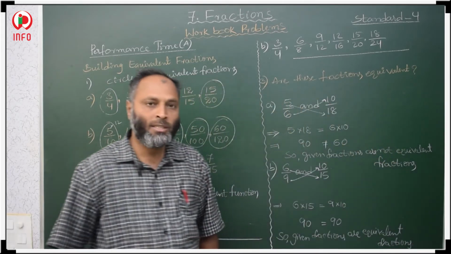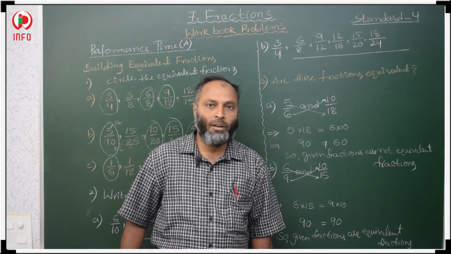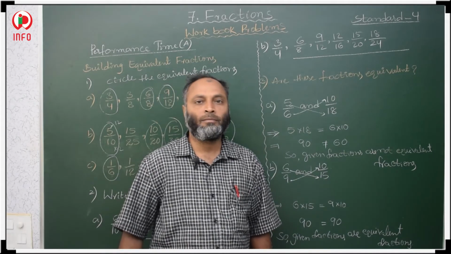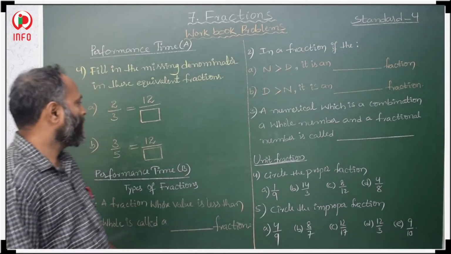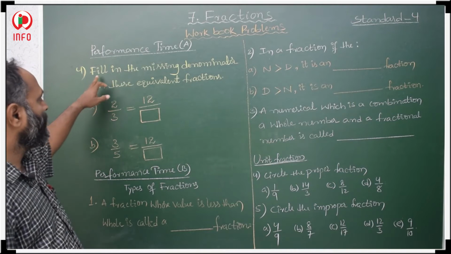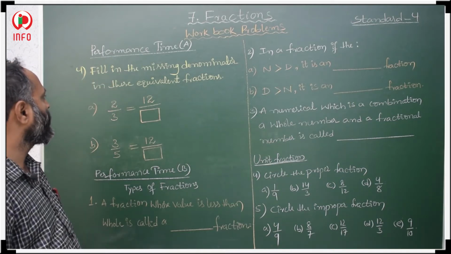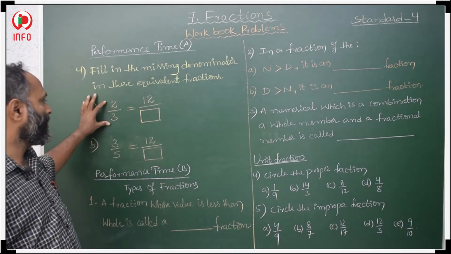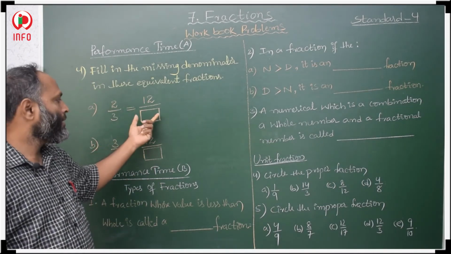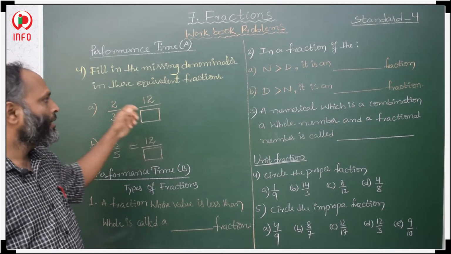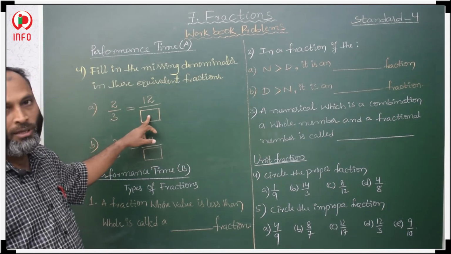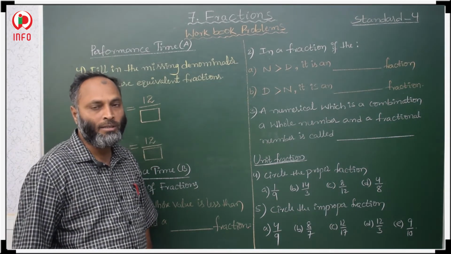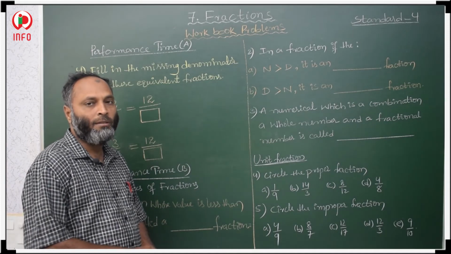Okay. So, this is the method to check whether given fractions are equivalent fractions or not. Now, see students, here fill in the missing denominator in these equivalent fractions. These two are equivalent fractions, 2 by 3 and 12 by dash. So, in this denominator we have to fill. We have to fill what should come here. Already it is given that these two fractions are equivalent fractions.